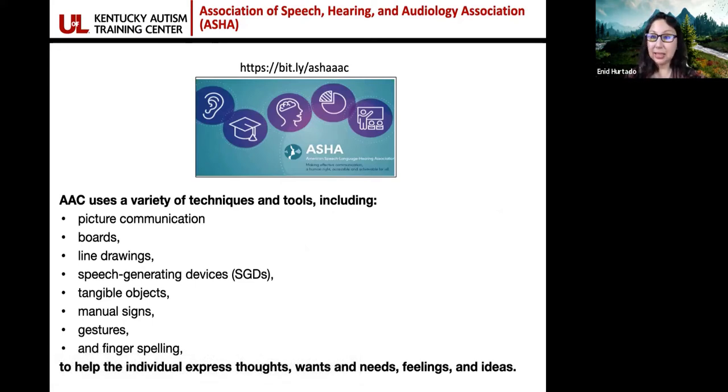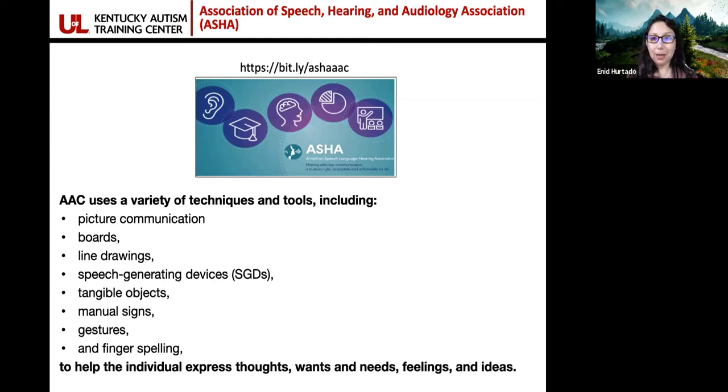So if you want to look at this, they have a lot of different information supports, you can imagine, that you could provide to other people or just to learn more for yourself. So I'm just summarizing the AAC definition from ASHA. AAC uses a variety of techniques and tools, including picture communication boards, line drawings, speech generating devices, which is what most people relate AAC to, tangible objects, manual signs, gestures, and finger spelling to help the individual express thoughts, wants, needs, feelings, and ideas. So there you go.